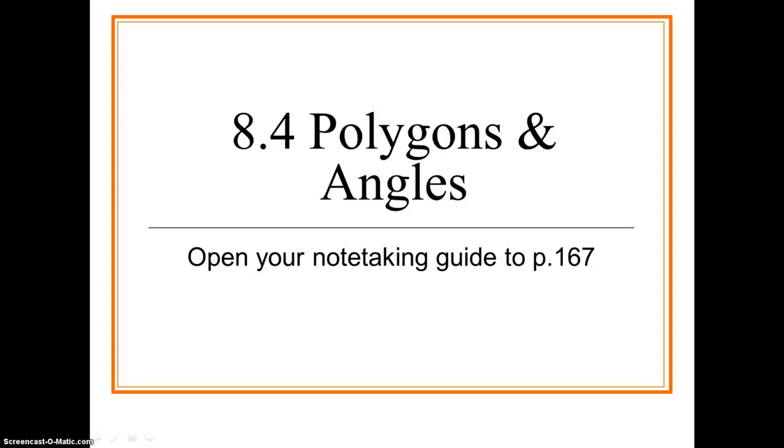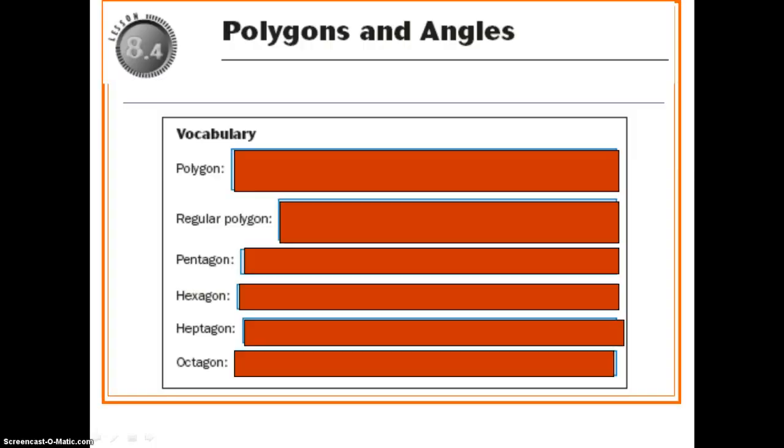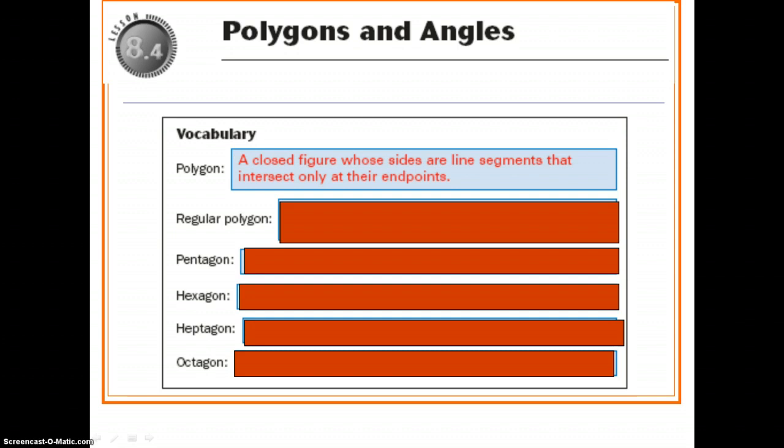Lesson 8.4, Polygons and Angles. A polygon is a closed figure whose sides are line segments that intersect only at their endpoints.